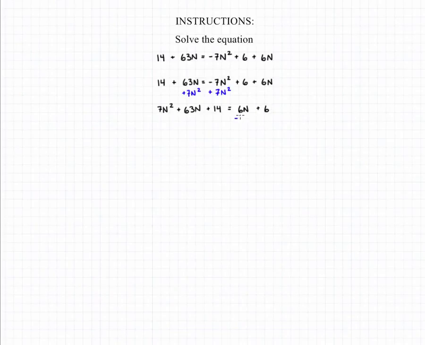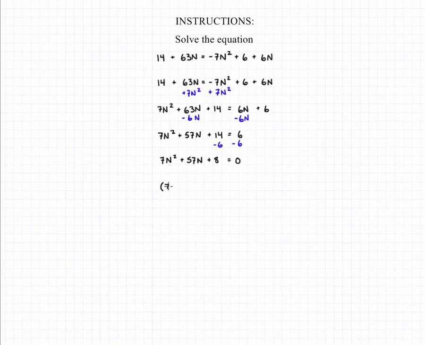From here we can subtract 6n from both sides of the equation, and that is going to give us 7n squared plus 57n plus 14 equals 6. And last but not least, we can subtract 6 from both sides, and we will have isolated all of our terms. 7n squared plus 57n plus 8 is going to equal 0.